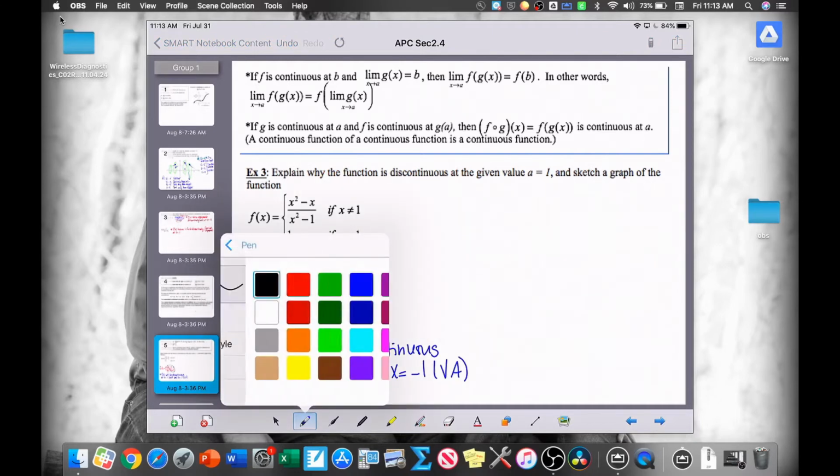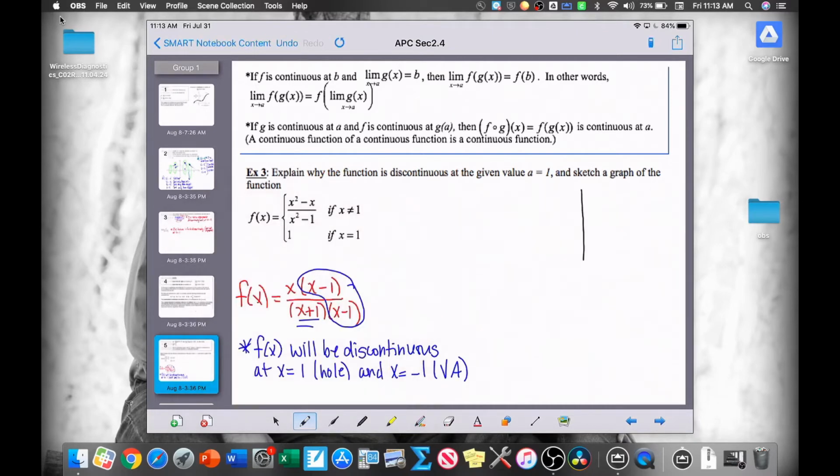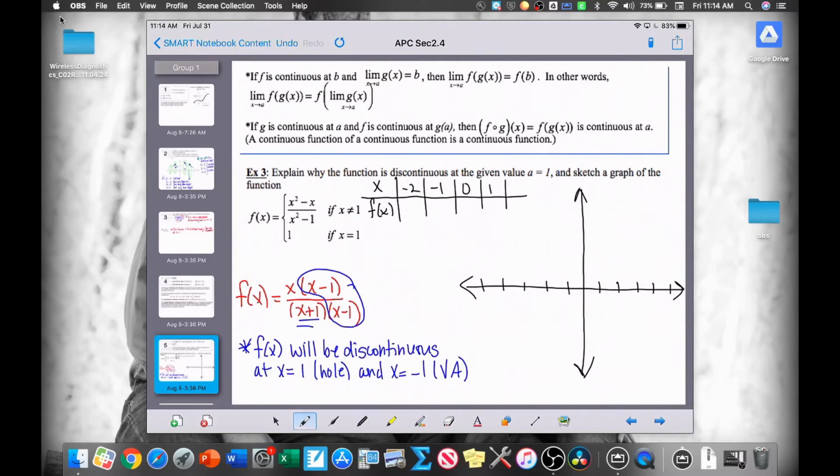So I am going to build a little coordinate plane. And I'm also going to make a table to complete my graph. I'm just going to look at my fave 5 here for graphing purposes.